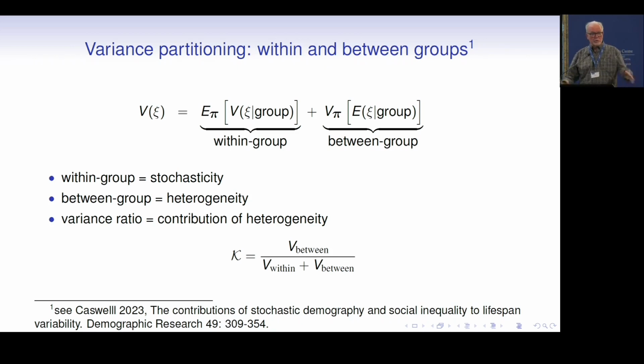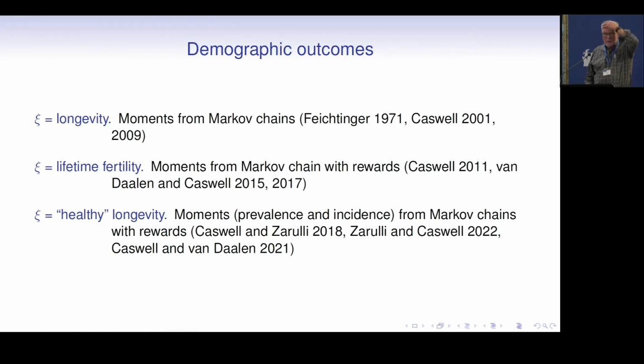There's a quantity called the variance ratio, which is just the fraction of the overall variance contributed by the between group variance due to heterogeneity. You can do this for a variety of demographic outcomes, including longevity. You can get all of the necessary moments from Markov chain models. Shout out to Gustav Feitinger, who is here, because in 1971 he wrote a whole book talking about, among other things, how to look at demography with Markov chains. People tend to think that longevity and fertility are somehow different, but they're not. You can calculate all of the necessary moments for heterogeneous populations in terms of lifetime fertility and in terms of healthy longevity with methods, some of which provide nice answers to some of the issues that Iñaki raised this morning.